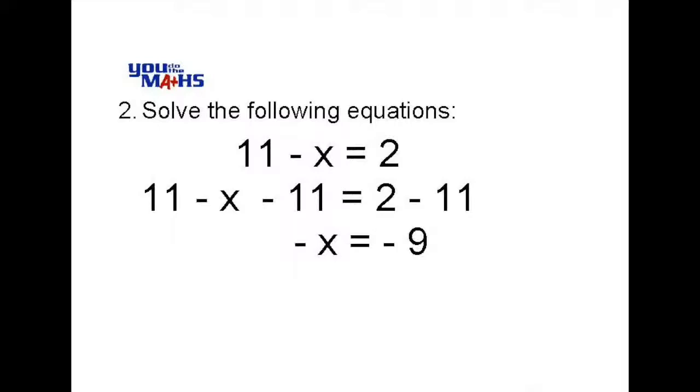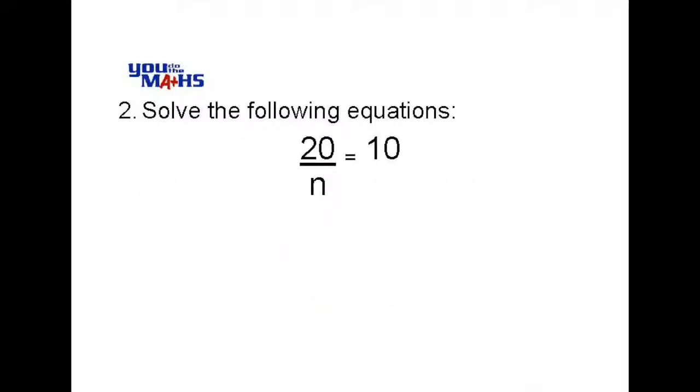To actually find the value of x, we need to remove the negative sign. And the simplest way of doing that is to say there's negatives on both sides, so that means that x will equal 9. Alternatively, what you could do is say let's multiply both sides by negative 1, and then you'll end up with x equals positive 9.